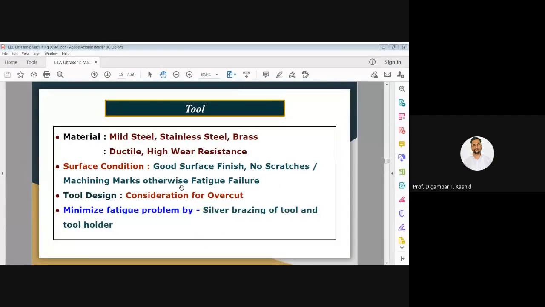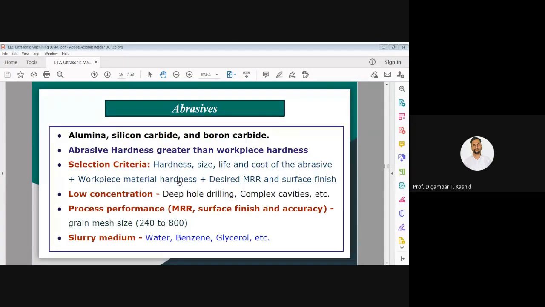Now all of you, please write down the abrasives which you can use for this. If you see, in abrasive jet machining, abrasive water jet machining, or ultrasonic machining, normally the same abrasives are used. So I have covered that first point in abrasive water jet machining, where we can use the different abrasives, and there I have explained this for ultrasonic machining.